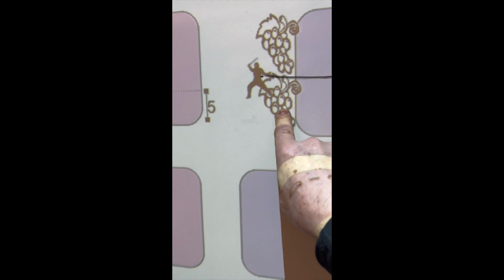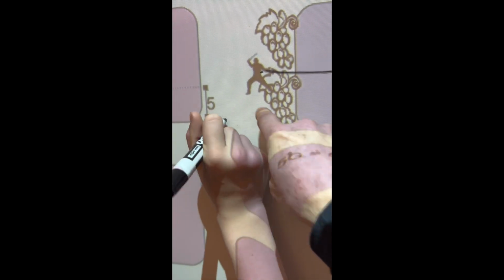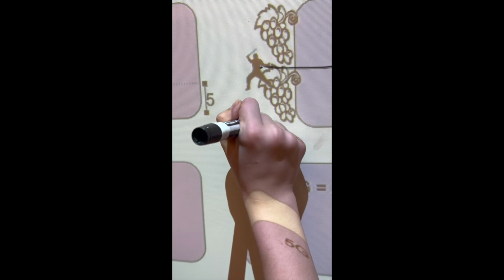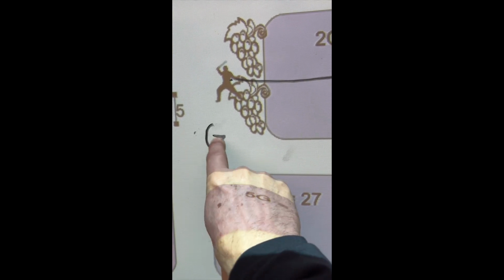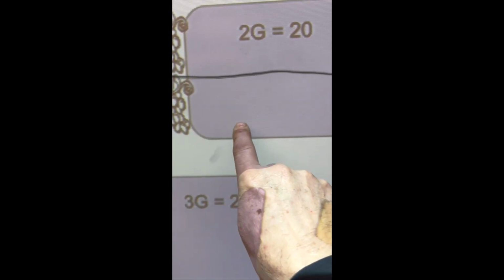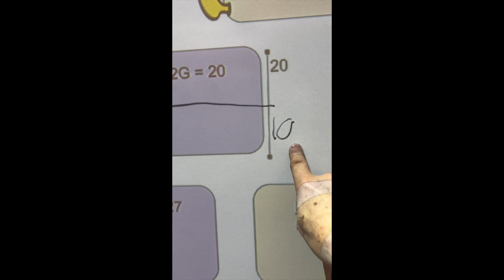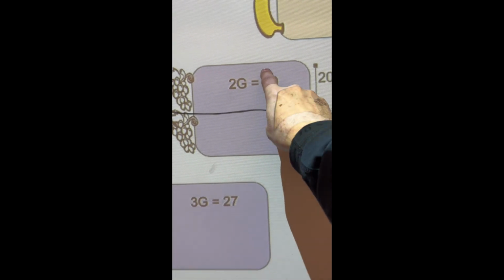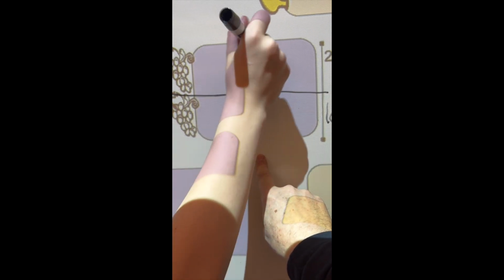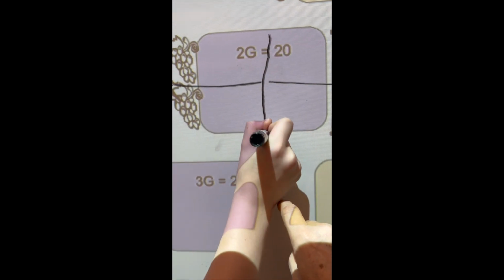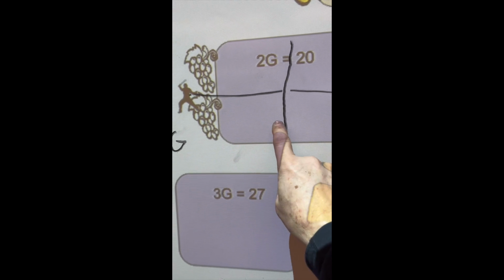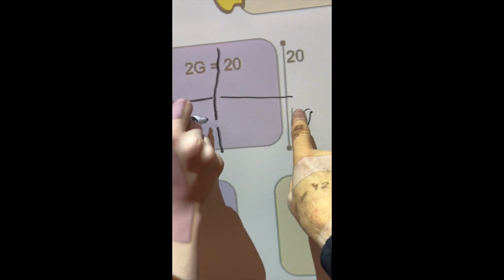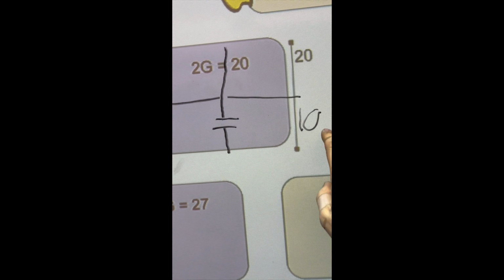Okay, and how do you spell that? Just G. So we've got G equals 10. Oh yeah, mirror line. G equals 10. Good, that's our answer.